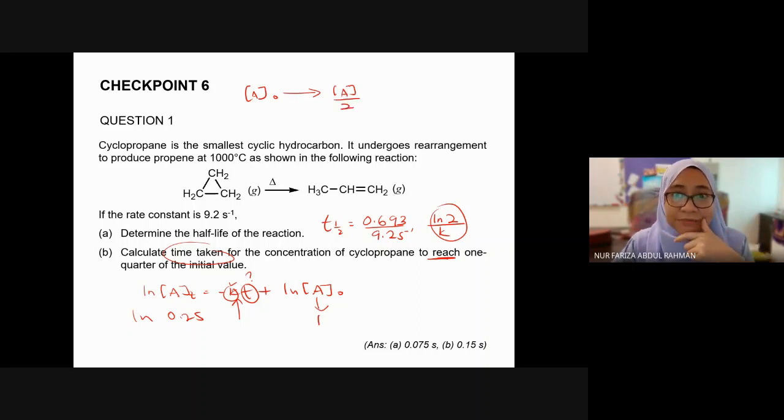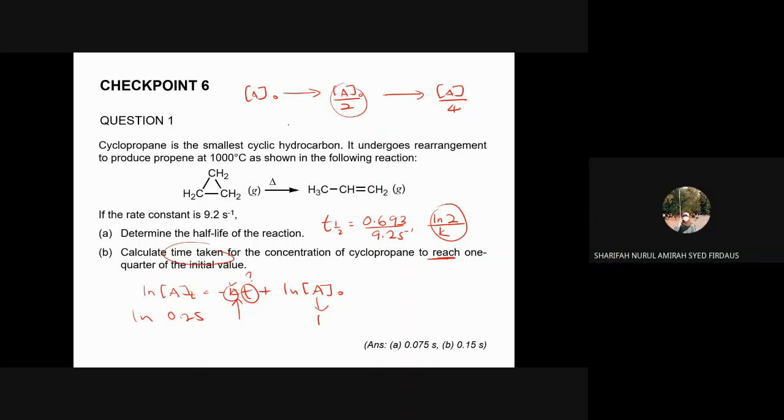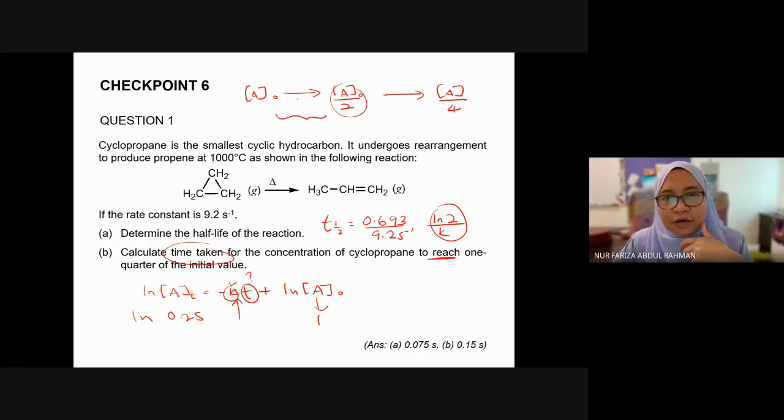Divided by 2. Half of this one will be over 4, which is 1/4 times A. Is that right or not? So we need to know what this is, what this is. And then we add them up and we get the value. We add up what the time is. This is the first half-life. This is the second half-life. Once we know this one, automatically we will know this one and we can just total up and we will get the time taken for the initial concentration to become 1/4 of its initial value.